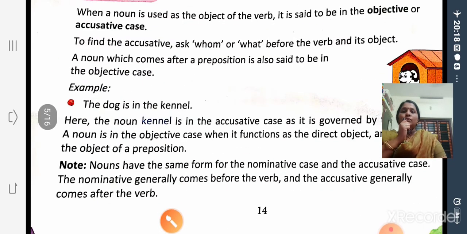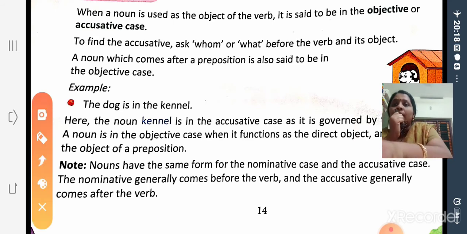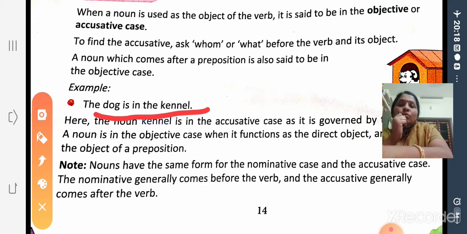Then, there are three kinds of cases: subjective or nominative case, and objective or accusative case. Then, for the objective case, one more thing is mentioned here. Look at this sentence: the dog is in the kennel. Here there is no object.